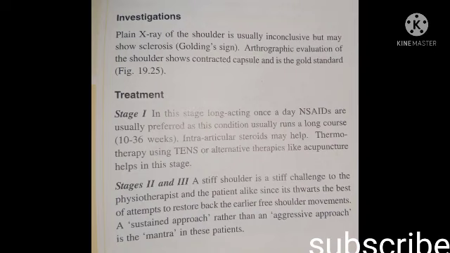Treatment, Stage 1. In this stage, long-acting once-a-day NSAIDs are usually preferred as this condition usually runs a long course, 10 to 36 weeks. Intra-articular steroids may help. Thermotherapy using TENS or alternative therapies like acupuncture helps in this stage.